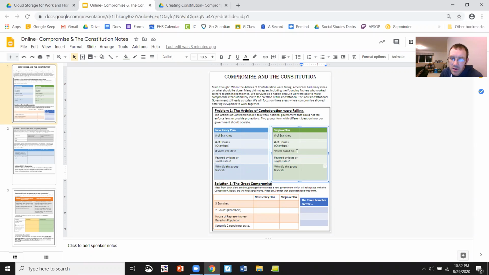So voting, for this one you should be looking at: is it equal per state? Is it based on population? Is it based on something else? What do you see there? Now the New Jersey plan, same questions. Number of branches, number of houses, number of votes per state. Who likes it, large or small states? And why does this group favor it? Here we go.